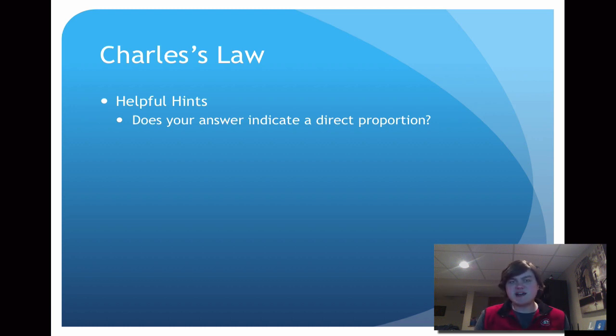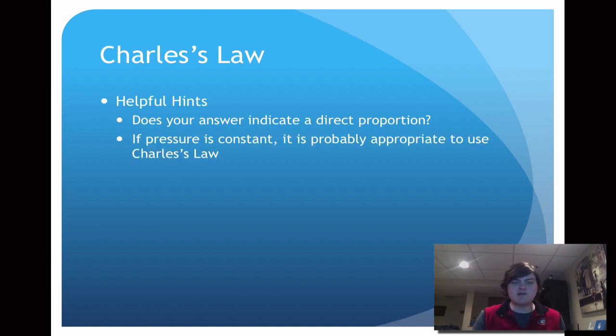So you can always ask yourself and think about it conceptually if your answer makes sense within the context of the problem. Secondly, if pressure is constant, it is probably appropriate to use Charles's law. Again, we want to compare temperature to volume. You must use Kelvin for temperature. If you use Celsius, the change will seem very exaggerated. The Kelvin scale is a little bit longer in the ranges that we'll be looking at, so the difference is smaller on a percentage basis. So remember to use Kelvin for all of these calculations.